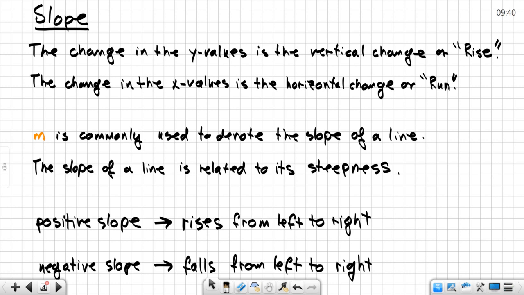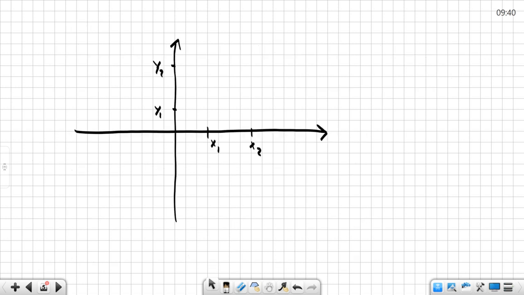Positive slopes, the line rises from left to right. Negative slopes, the line falls from left to right. Let's have a quick look at a picture.